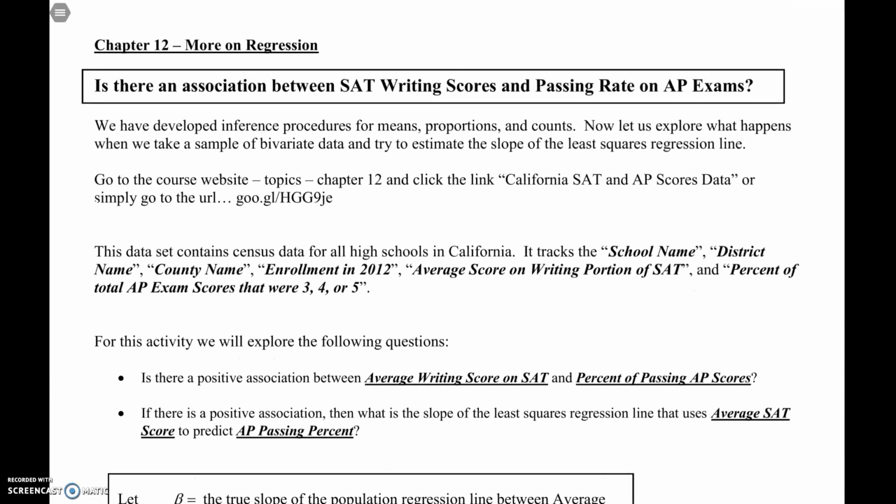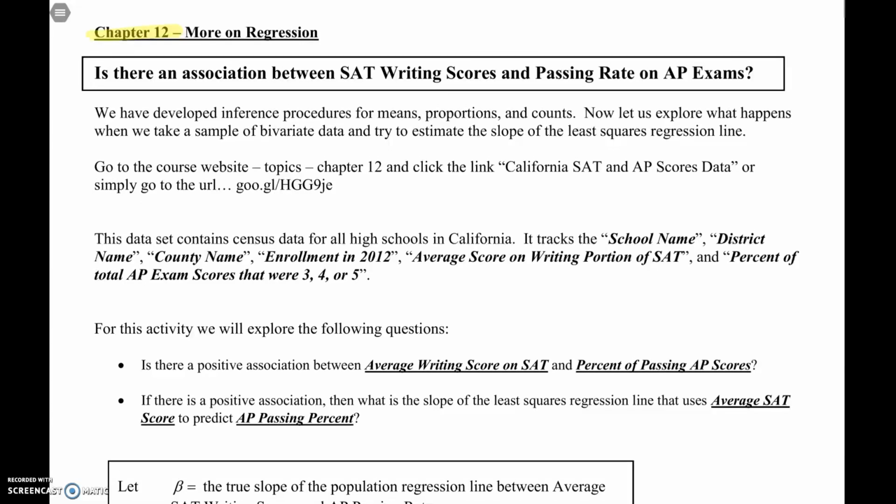All right, so this is chapter 12. This is the last chapter. In chapter 12, we're going to go back and review regression. Chapter 3 was regression. We needed to review some terms and definitions and what least squares regression line means and all that kind of stuff.